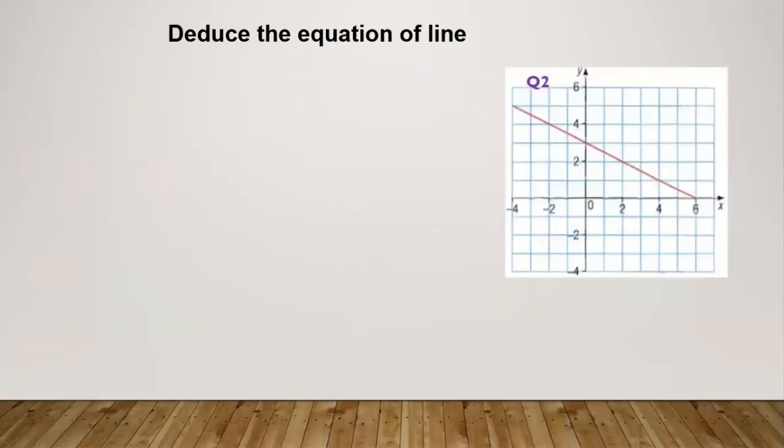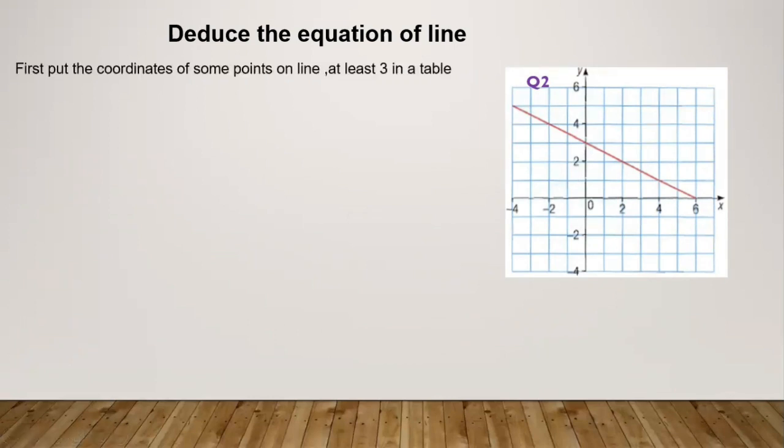So question number 2, here is your graph. Now look at this, how the graph is growing. Graph is sloping from left to right. So think about the slope is positive or negative. Recall what we did in the previous slides.